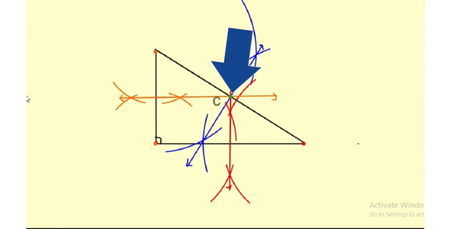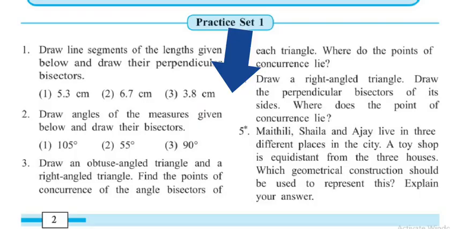This is the point of concurrence and it is denoted by letter C, and it lies on the hypotenuse of right angle triangle. Hypotenuse is the side opposite to the right angle. In case of acute angle triangle, point of concurrence lies inside the triangle, and in case of obtuse angle triangle, it lies outside the triangle.